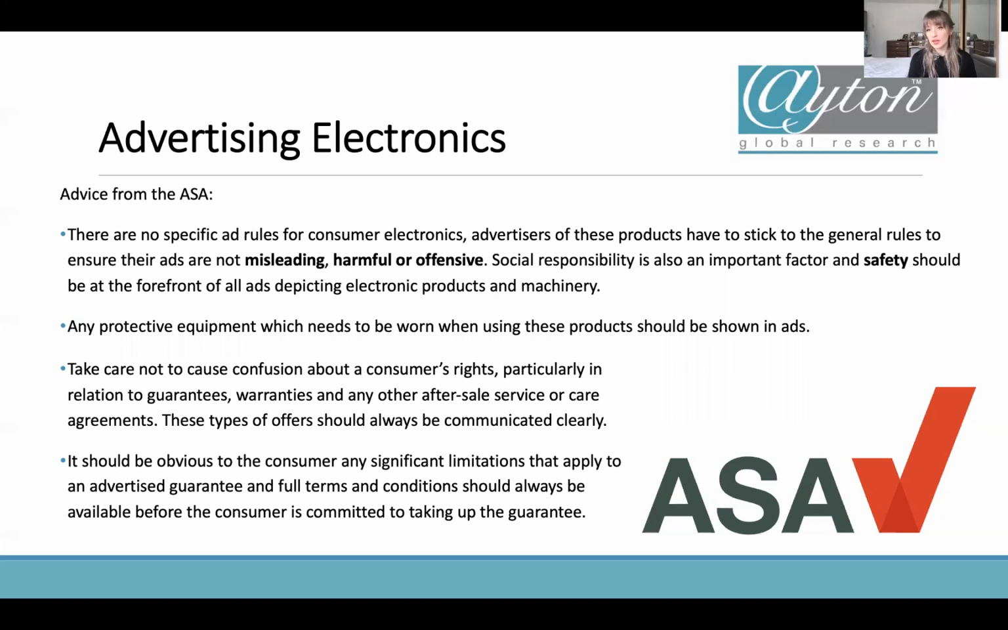So they've got loads of information on there, and this is what I wanted to bring up specifically: are there any specific advertising regulations for consumer electronics? No, there aren't, but you do need to make sure you're sticking to the general rules.